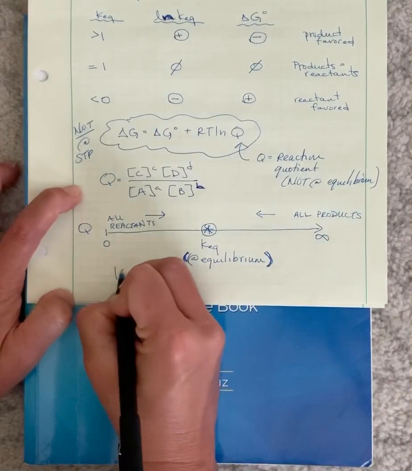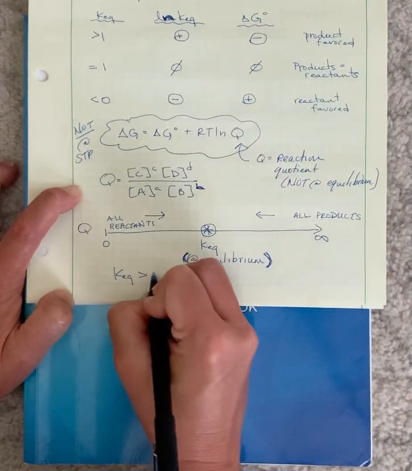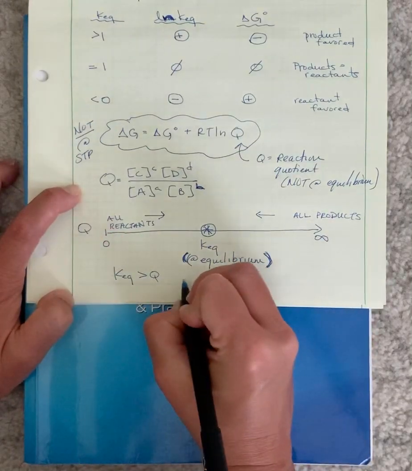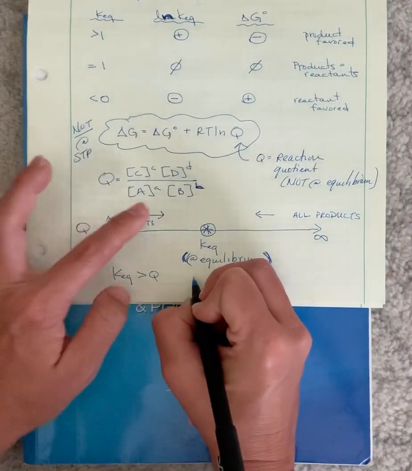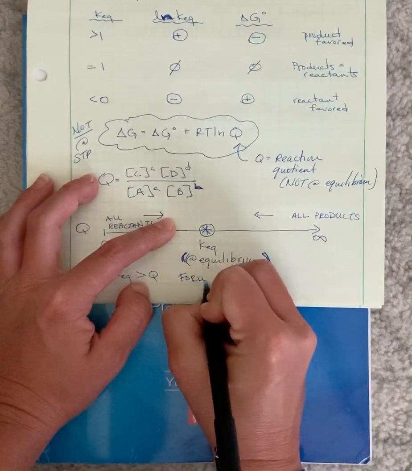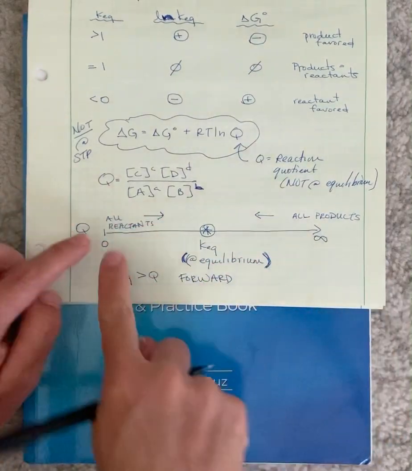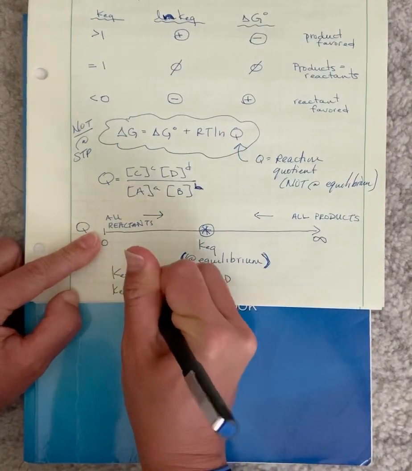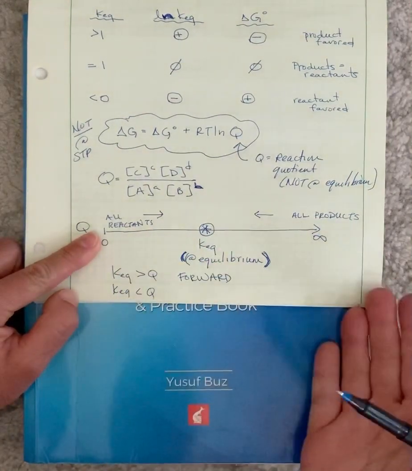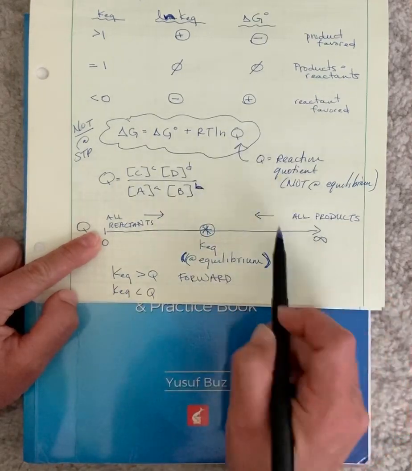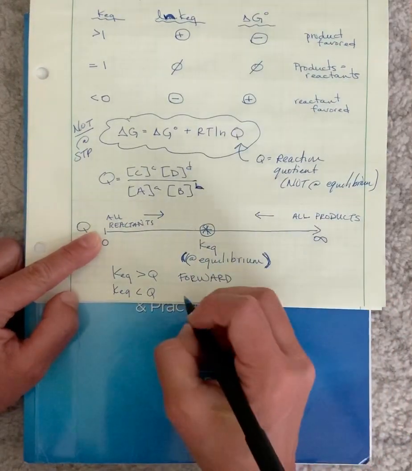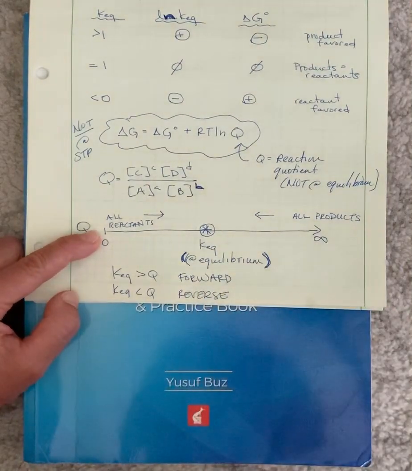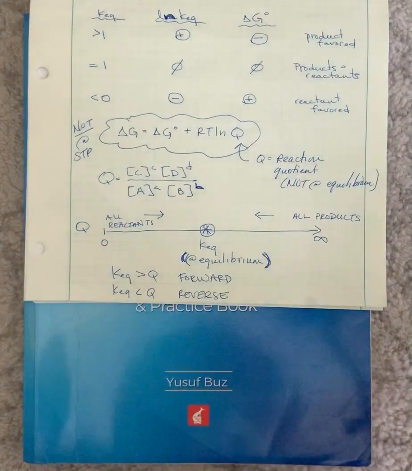So if KEQ is greater than Q, we have more reactant and we are going to be going forward, because we have more reactant than we do at KEQ. If KEQ is less than Q, that means we have more product, and we are going to be going in the reverse. All right.